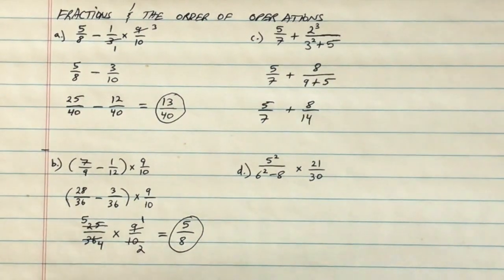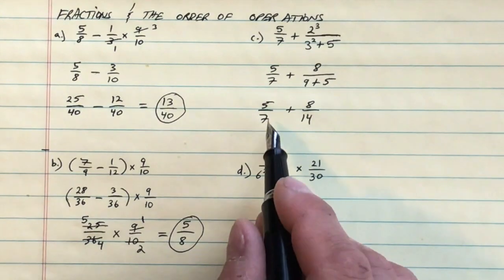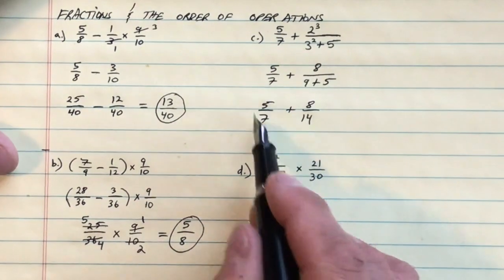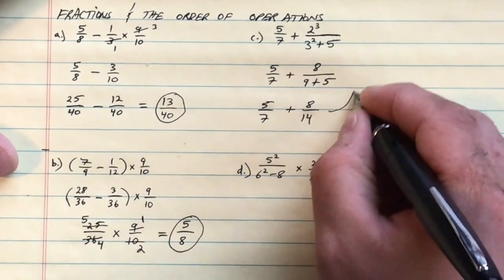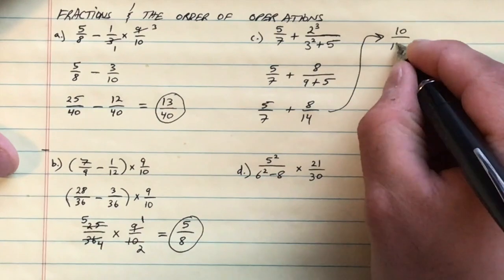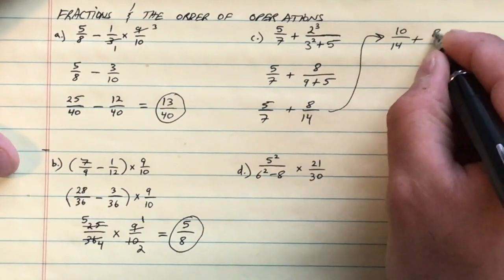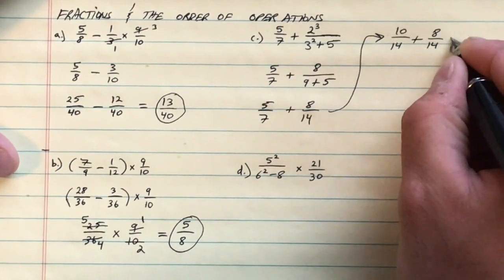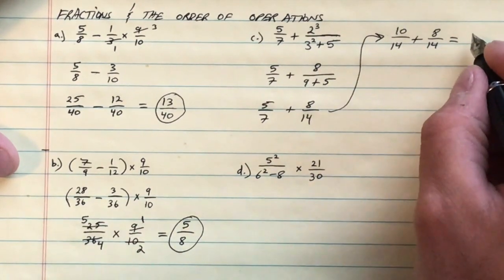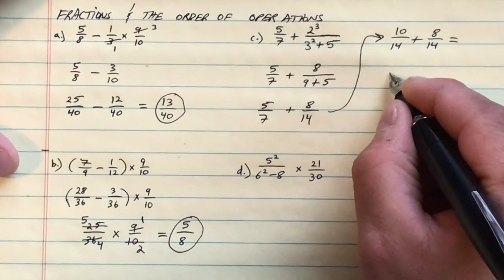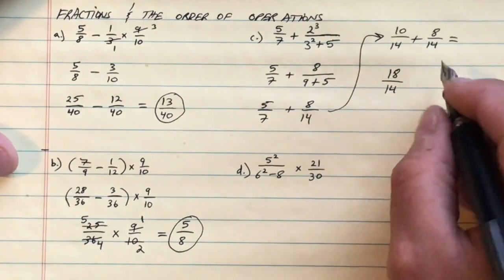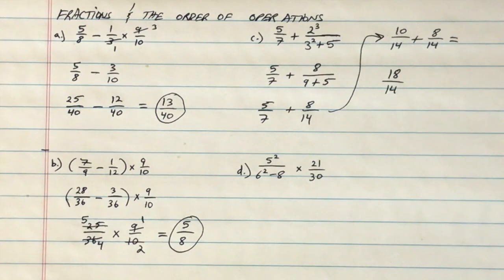So now we need common denominators. So 7 and 14, really simple problem. Turn this into 14. That's all you got to do. So we got here 10/14 plus 8/14. And that's going to equal, let's just put it down here, 18/14. Now, take a look at that.